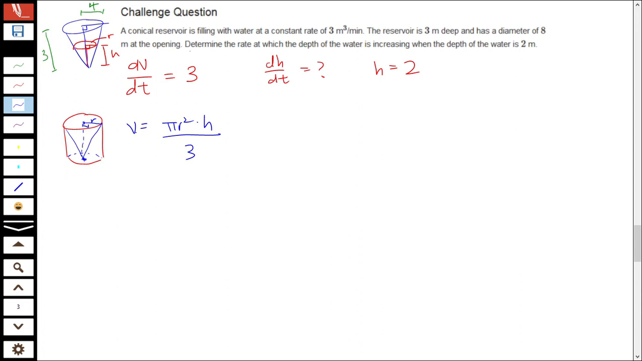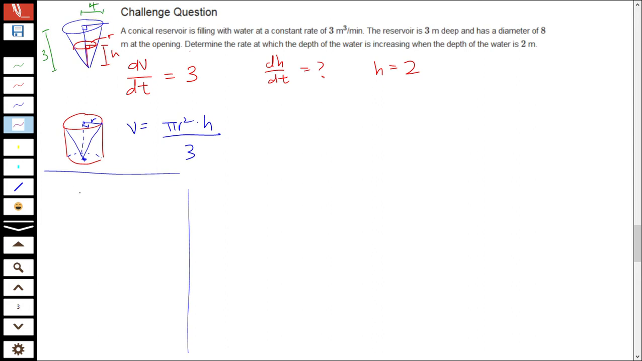So we have our volume equation, and we have our V and we have our H, but this equation has an extra variable of R. I want to try to get rid of this R, and there is a way to do that. I'm going to show you how you can relate the R and the H. Going back to this diagram, you'll notice that first we have a right triangle, and the height is going to be 3, and the other length of the triangle is going to be 4.